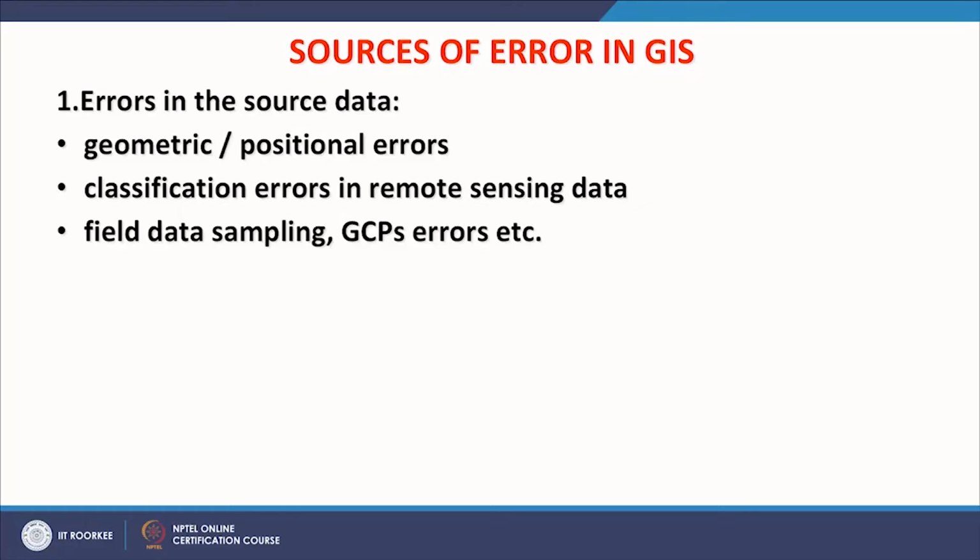In the field also, field data sampling, measurements, ground control point errors, georeferencing errors, they will always be there, no matter how small they are. Now, the second source of errors in GIS occurs during data input.